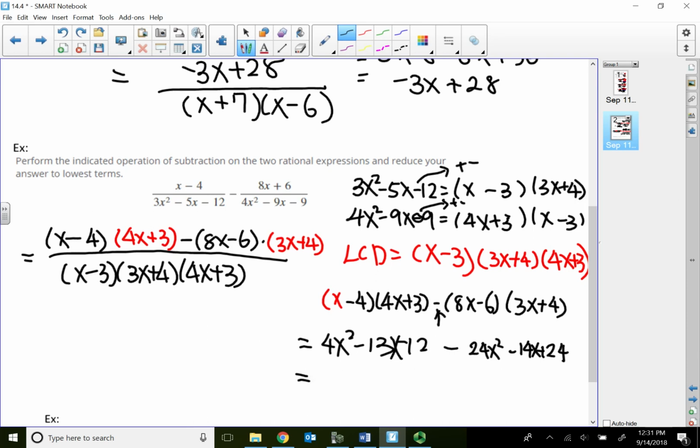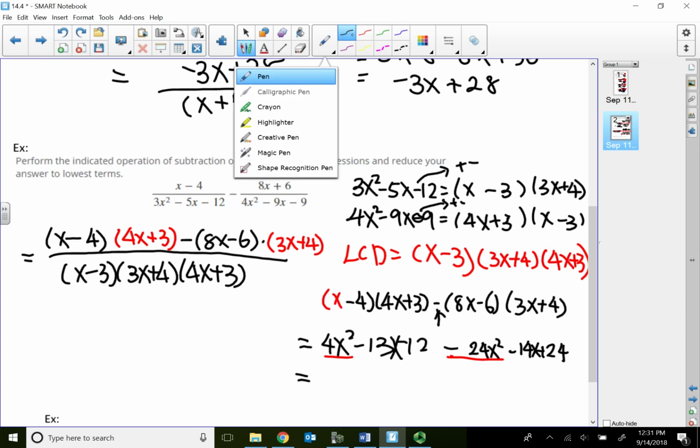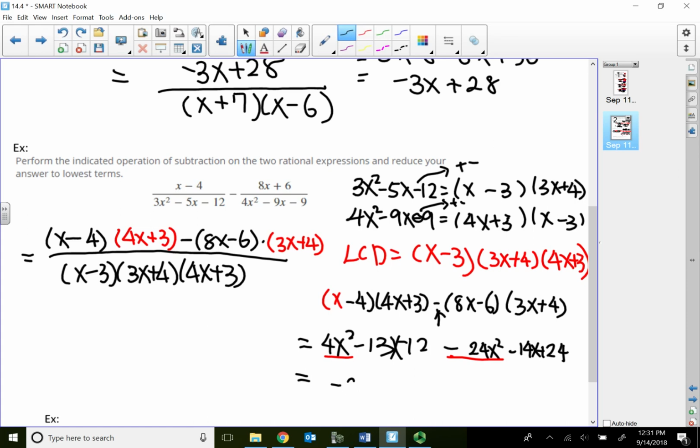So let's combine. 4x squared minus 18x squared, that would be negative 14x squared. Negative 13x minus 6x is negative 19x. Negative 12 plus 24 will be positive 12.